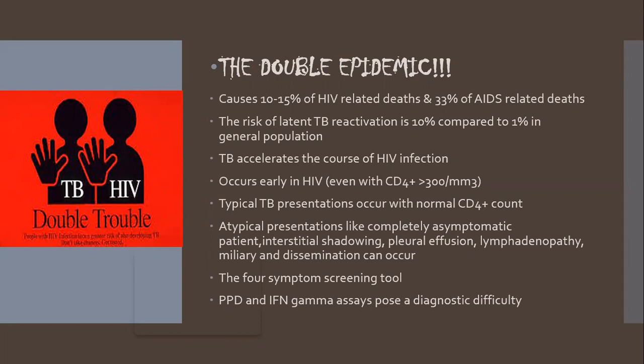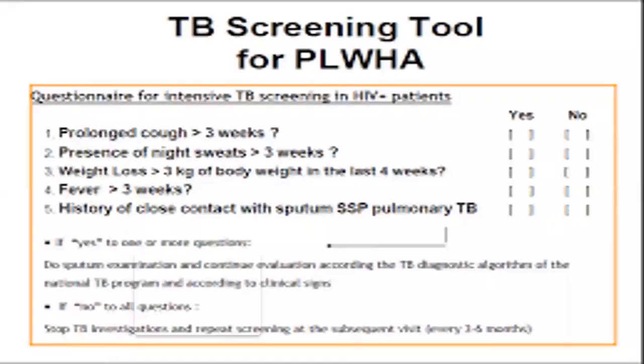This patient also can have a normal chest X-ray. He can have a pleural effusion, lymphadenopathy, interstitial shadowing, etc. And it can occur even early in the course of infection. Even with a CD4 count more than 250, it can occur. Here also the same 4 symptoms I mentioned. This is the 4 symptom screening tool: prolonged cough, night sweats, weight loss, and fever.